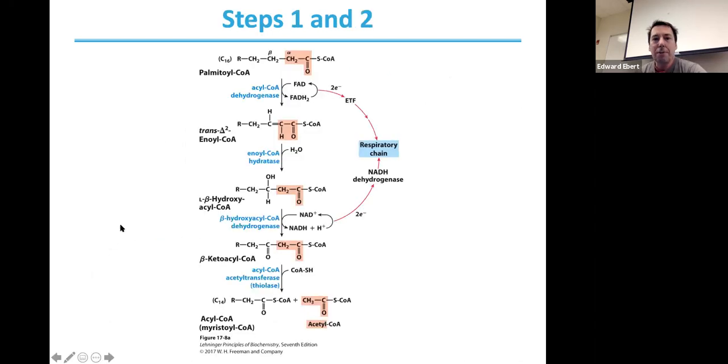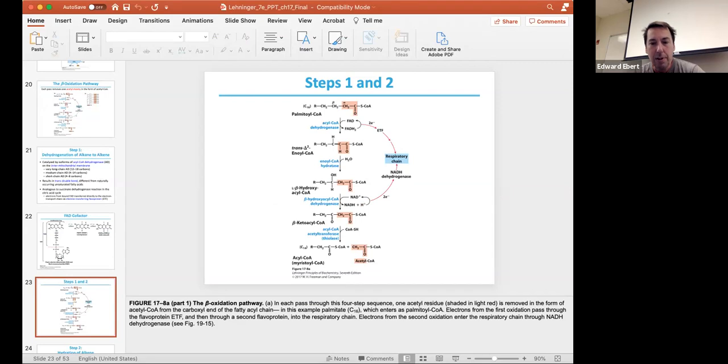Okay, so we've got our first steps in here, and in our second step, we can see that we're going to use NAD as well. And when we're going to have our NAD dehydrogenase to our respiratory chain, again, both our FAD and our NADH end up going to our respiratory chain there, providing electrons that way.